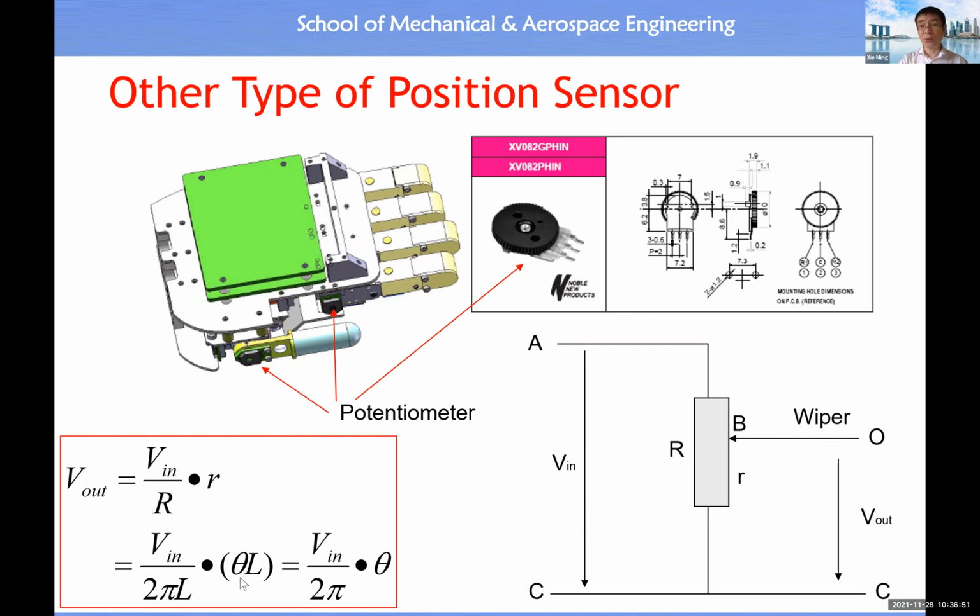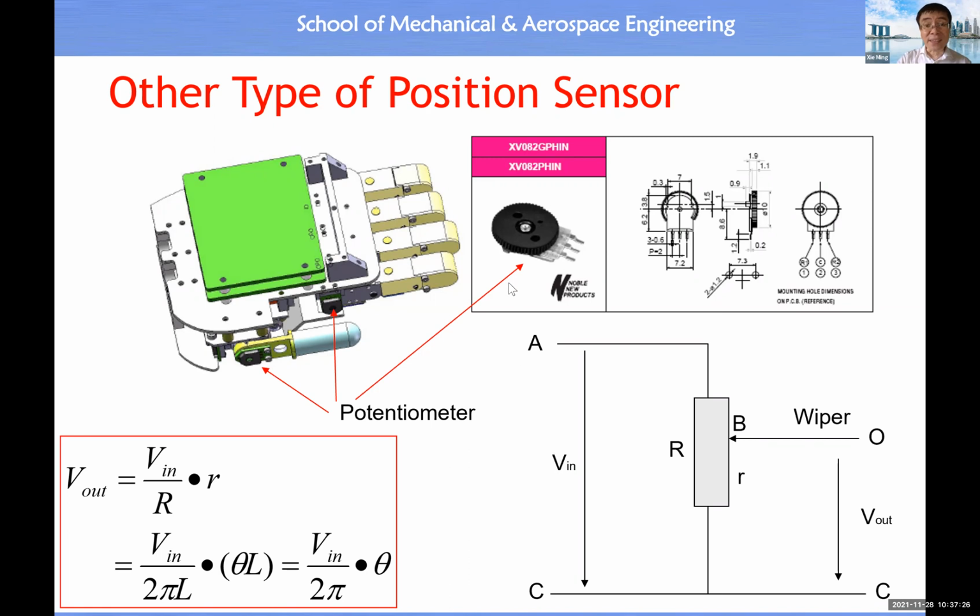If you have a rotary motion, then the total resistance is equal to the length times 360 degrees. And if this is the rotated angular position, then theta times L is proportional to the output resistance. Then L cancels out, and you have this relationship. So you will see the output voltage is a function of the rotated angle.